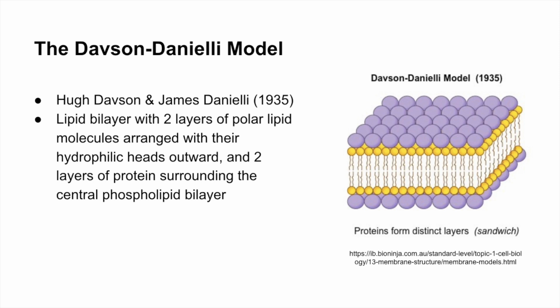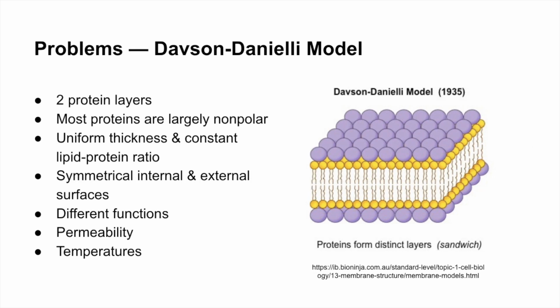However, there were later found to be some problems with it. It assumed that 2 protein layers existed because of the dark segments observed in the electron microscope, which normally indicate the presence of protein. Secondly, most proteins are largely nonpolar, so it would be improbable that they touch the aqueous environment on either side of the membrane. Third, it assumed that all membranes are of uniform thickness with a constant lipid-protein ratio, which is not true. It also assumed that all membranes have symmetrical internal and external surfaces, which is not true.